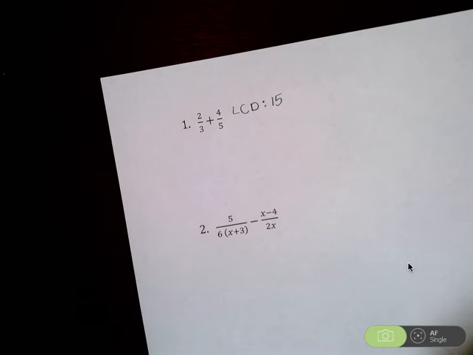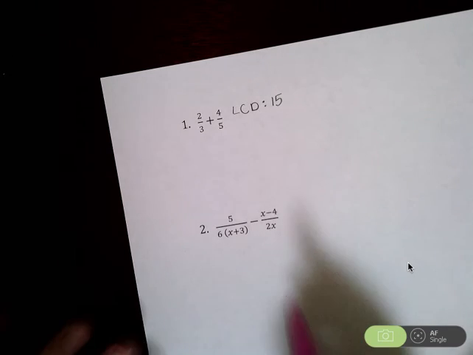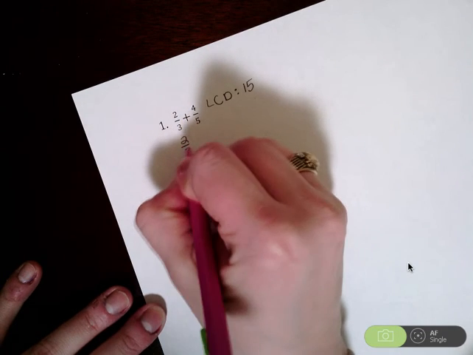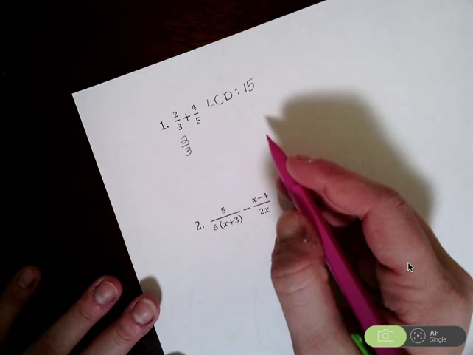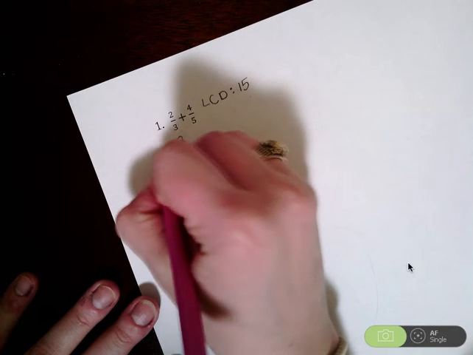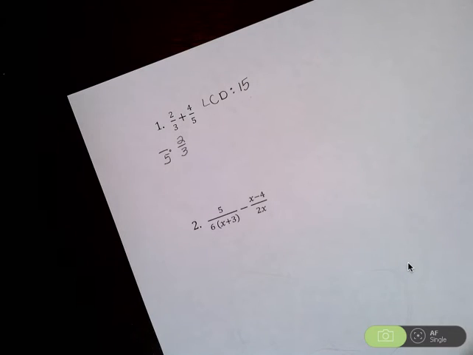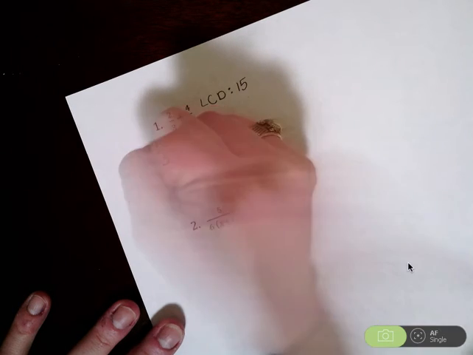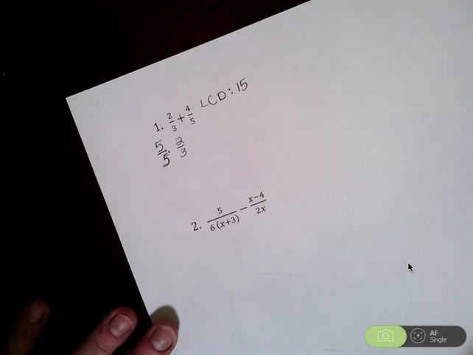So what we need to do is make our denominator a 15. And so we look at our first fraction, which is 2/3, and we ask, what would make that denominator 15? Well, if you multiply by 5, that denominator would be 15. But because we can't change our fraction, what we do to the bottom, we must do to the top. So we're going to take the top and the bottom and multiply it by 5.